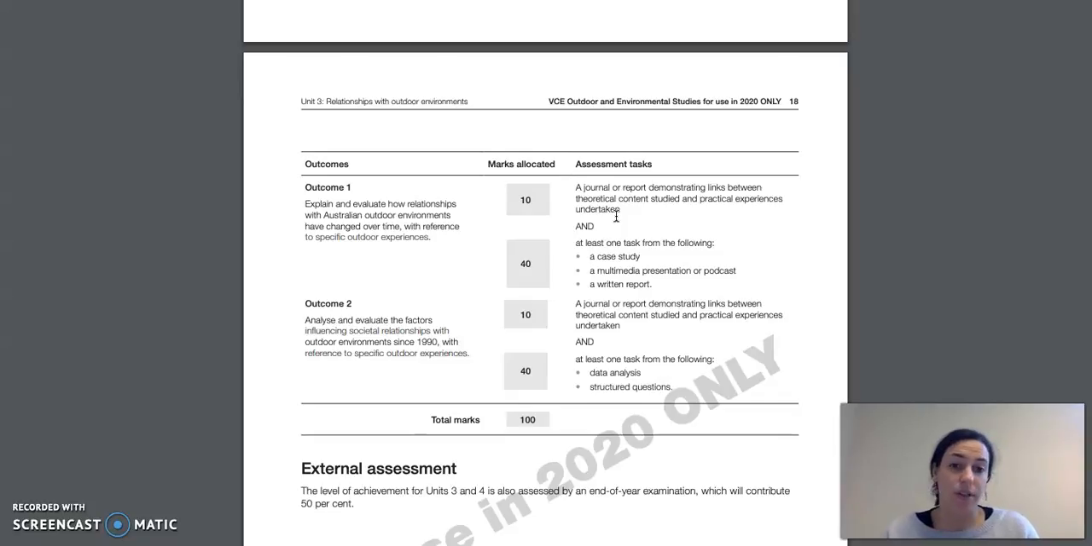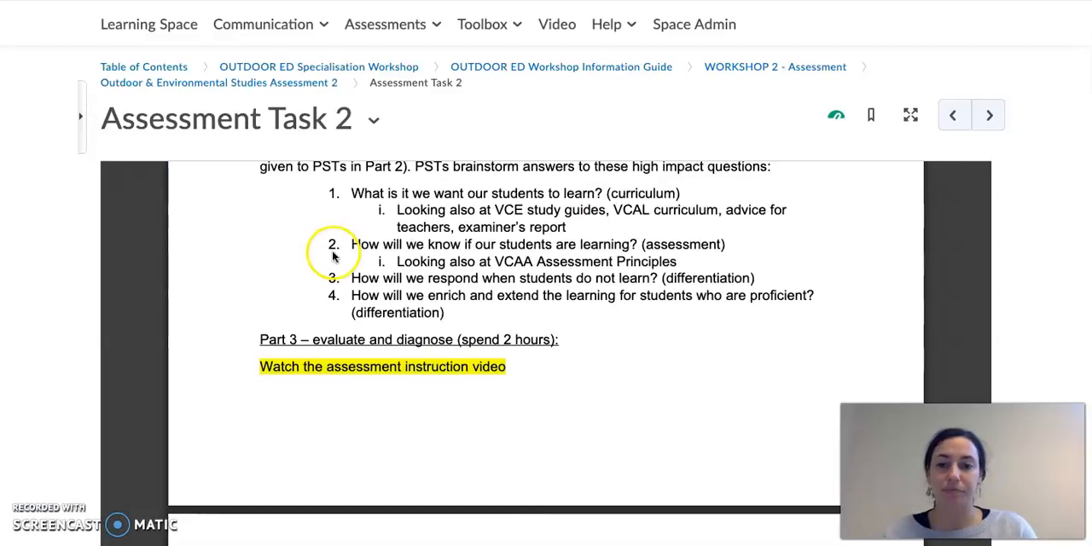There's nothing wrong with doing that, and in fact it's a good way for you to really get those students to demonstrate that they understand why they've gone on those practical experiences and how what they've learnt on those practical experiences links back to the theoretical content.